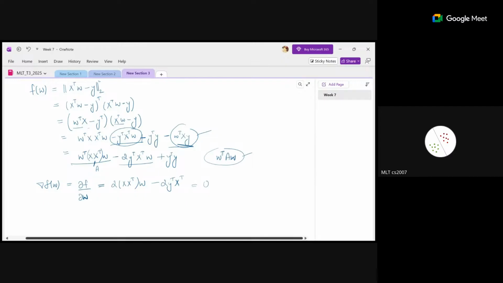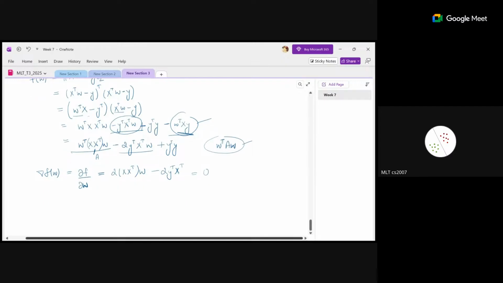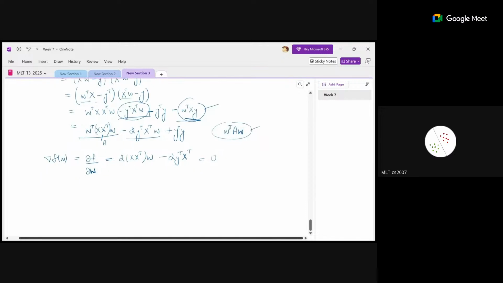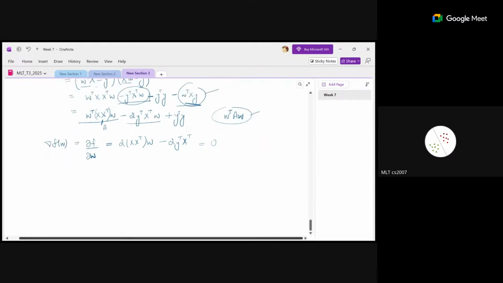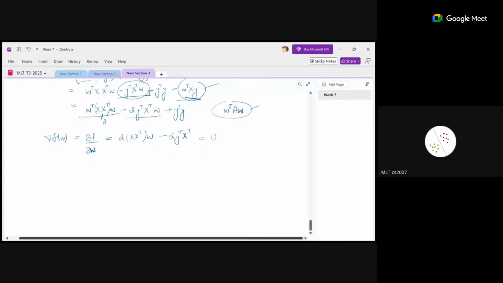Right? But again, how are we able to do these differentiations? So see, if you have to do the derivative, what is the first thing that you have learned to do the derivative?